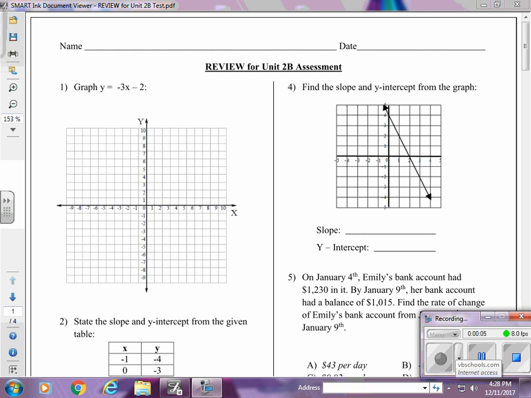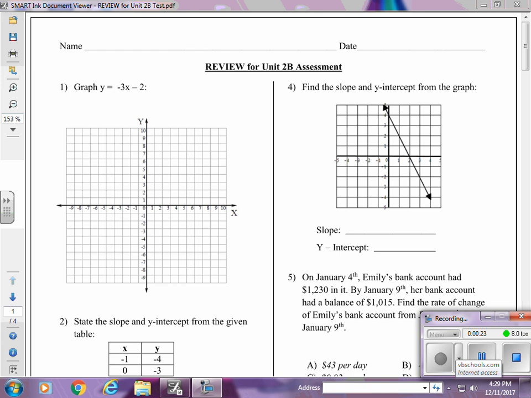This video is going to go through and work all the problems out from your test review that will help you to be successful on the test that you will take in Unit 2B on functions and graphing. For number 1, it asks you to graph y equals negative 3x minus 2, but it doesn't tell you how to graph it. So you have two options when it comes to one of these types of problems.